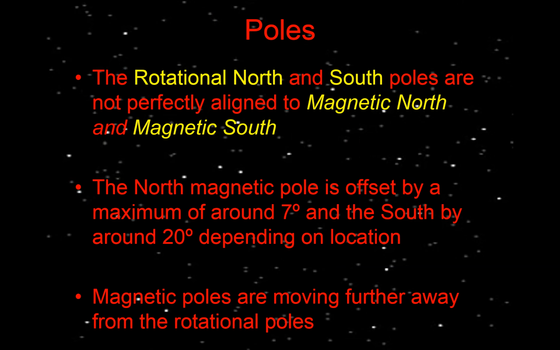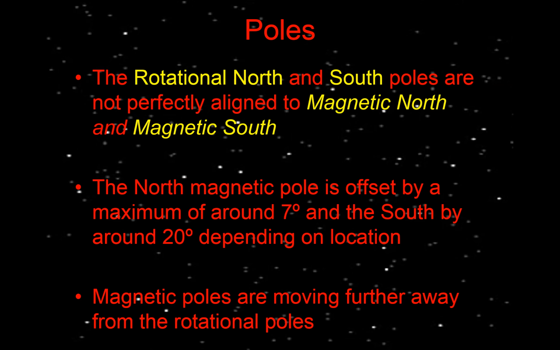Just as an aside, people often use compasses. Well, a little less now that we have a GPS system, but a compass should still work to aid you in navigation. Something that should be noted is the rotational north and south poles that we just discussed are not perfectly aligned to the magnetic poles. That means magnetic north and magnetic south, the direction that your compass would point if you took it out, is slightly offset compared to the rotational poles.